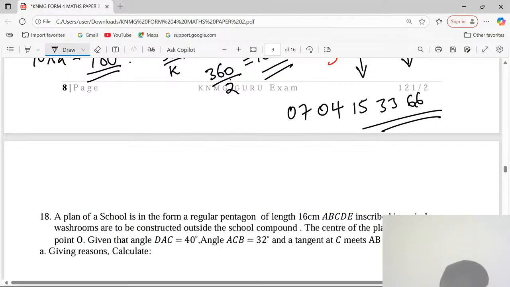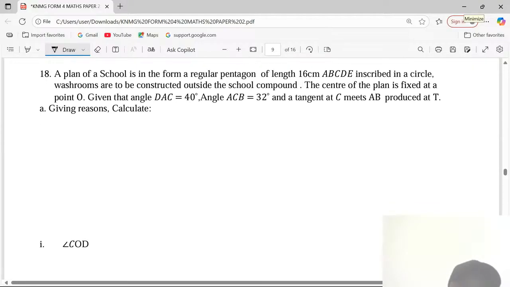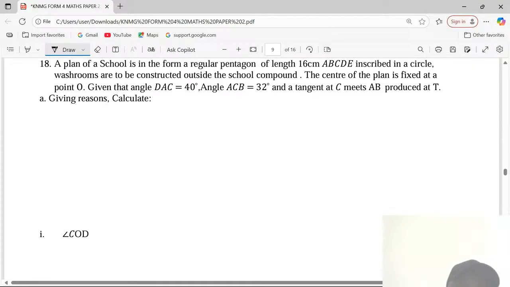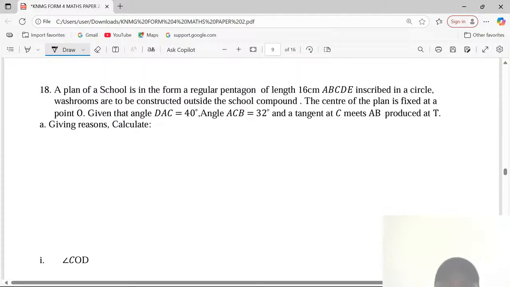Number 18, circles and chords. A very interesting question. Actually, I've never seen a wonderful setting like this, where the diagram has not even been drawn. A plan of a school is in the form of a regular pentagon. A pentagon is a five-sided figure of length 16 centimeters. A, B, C, D, E inscribed in a circle.